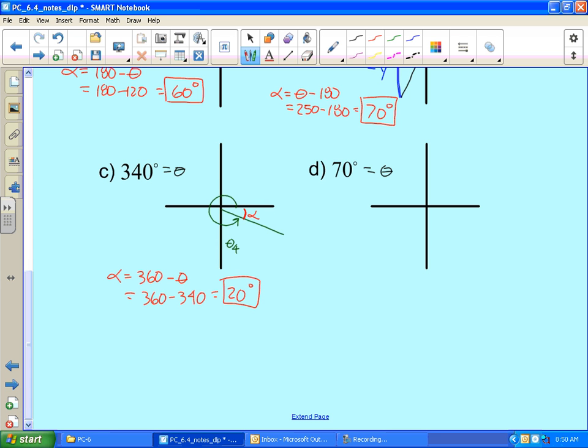And then lastly, 70 degrees. There I am. There's my theta. We're in the first quadrant. We'll call it theta 1. And it just so happens that theta 1, because it's in quadrant 1, is the same thing as my reference angle. And that's our rule for quadrant 1, that alpha is equal to theta, which means we have 70 degrees.